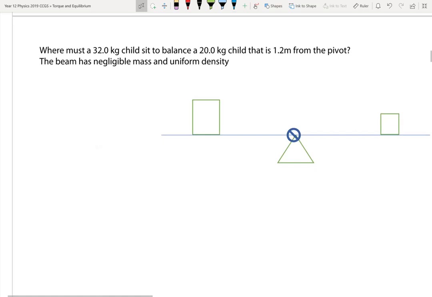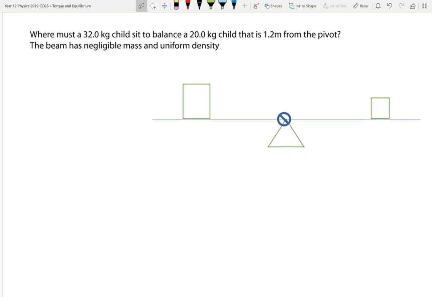I'll give you guys 5 minutes to do this one. Let's use the larger box to be the larger child. All right. Now let's just say that the weight of the center of mass of the plank is at the center. So again, it generates no torque. So we just ignore it for now. The 20 kilo kid is 1.2 away.